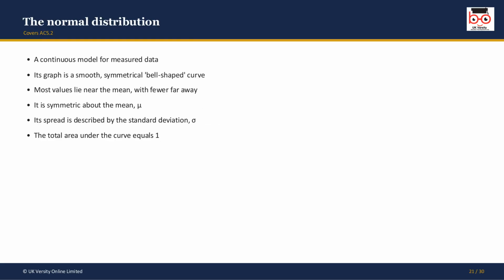The normal distribution is our continuous model for measured data. Its graph is a smooth, symmetrical, bell-shaped curve, with most values lying near the mean and fewer as you move out to the sides. It's symmetric about the mean, mu, and its spread is captured by the standard deviation, sigma. And, as with any probability model, the total area under the curve comes to 1.